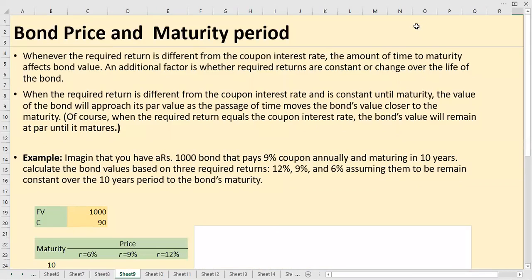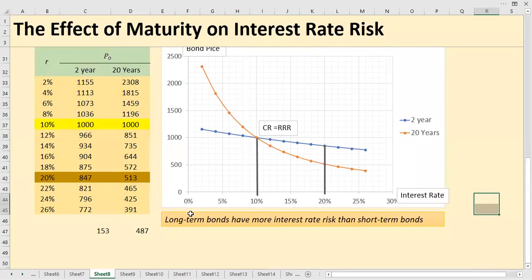So one student is asking, please explain again, sir, if we buy bonds in the same amounts for both 2 years and 20 years, how will the curve be? So that's what I have explained here. We are buying in the same amount.